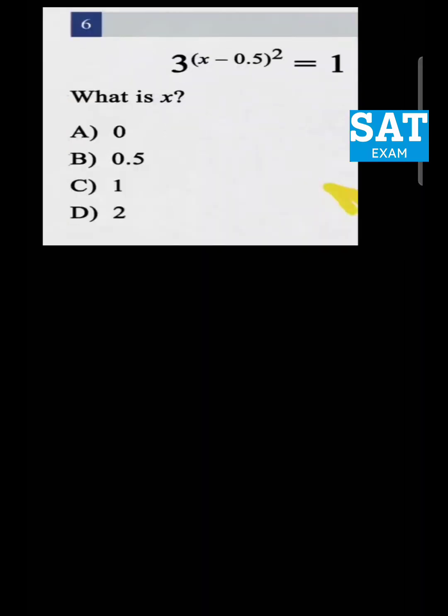3 raised to the power of x minus 0.5 all square is equal to 1. Then what is the value of x? So the given equation, we are given 3 to the power of x minus 0.5 raised to the power of 2 equal to 1. Remember, when we are given an exponential equation, the first thing that will come to your mind is how to make the base to be the same.